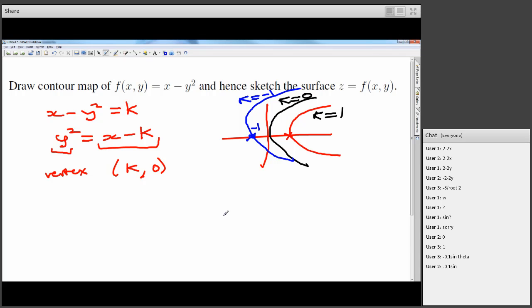I'd have to draw it neater than that. If I was doing that for someone, I'd have to redo it. But you get the idea.